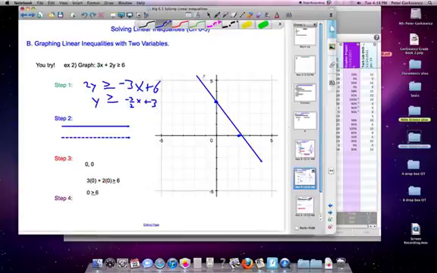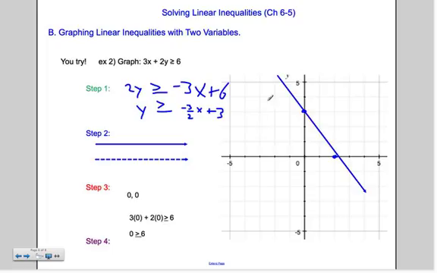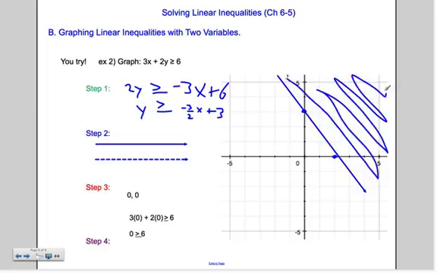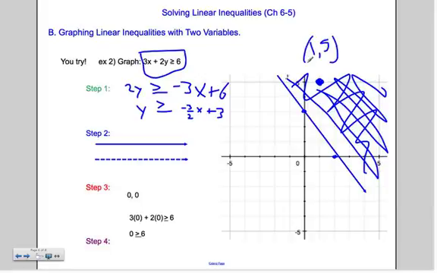So we have to shade this other side. Shade the side with not 0, 0. So we're going to shade this because all of the points over here make this equation true. Let's try that out. Let's pick this point. This point is obviously in the shaded region. It's 1, 5.